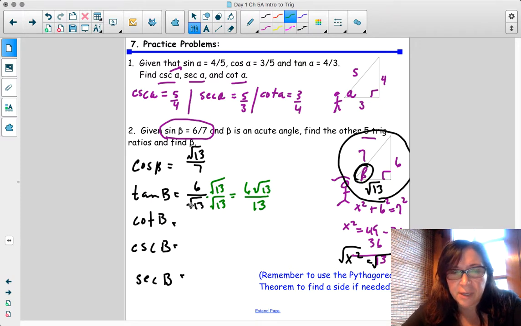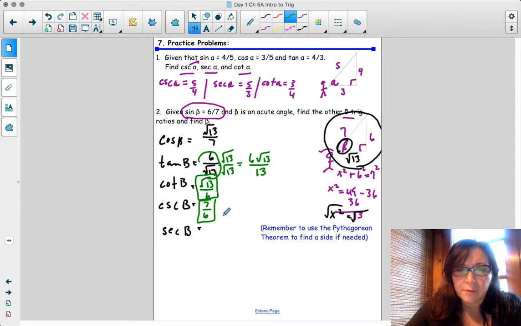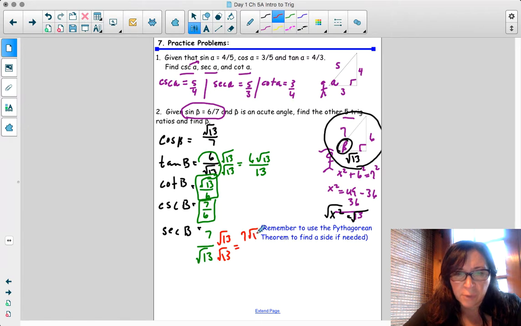Cotangent is tangent flipped. I would not go through the trouble of flipping this value here; I would flip the original, which is √13/6, and we're good. Now, cosecant is a reciprocal of sine. Sine was 6/7, so this is going to be equal to 7/6. And lastly, secant is a reciprocal of cosine, so that's going to be 7/√13. Again, do not leave the root on the denominator, but you can multiply by 1 in the form of whatever the denominator is. So my final answer for this one will be 7√13/13.